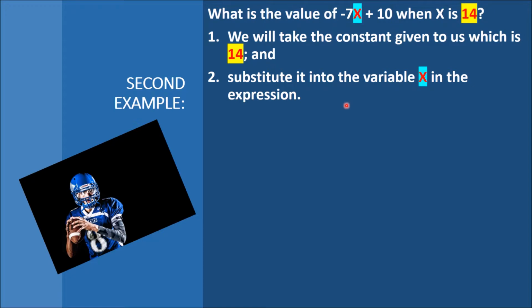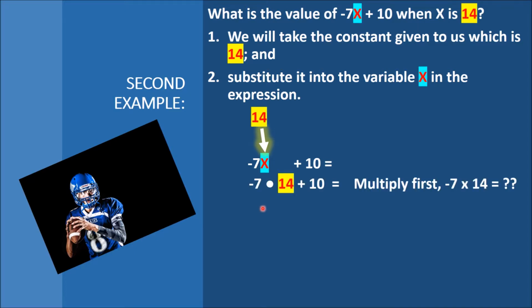So here's my constant, 14. And here is my algebraic expression, negative 7x plus 10. So I take that 14 and I put it into where x is at. Now remember, negative 7x means negative 7 times 14. So when I do the substitution, this is what it looks like. Negative 7 times 14 plus 10 equals.